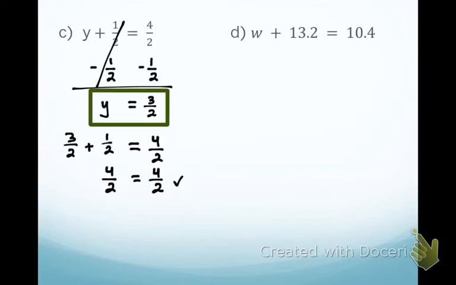Zion, identify the variable. W. Adam, what is not allowing W to be alone on the left side of the equal sign? Plus 13.2. Okay, using these words, add by 13.2. That is correct. So, Adam, what is the opposite of add by 13.2? Subtract by 13.2. Very good. So, class, what you do to one side, you have to do to the other.